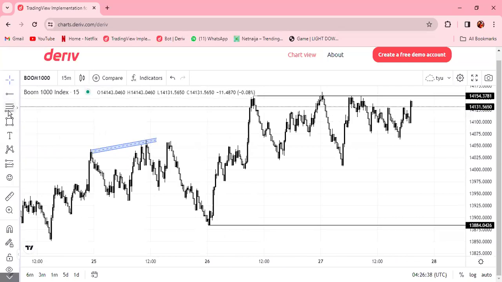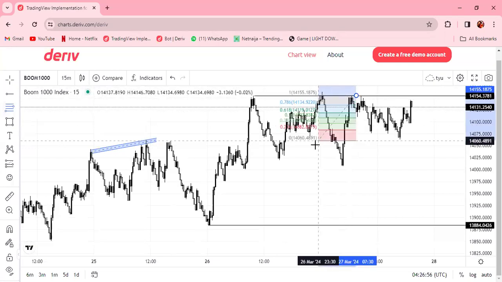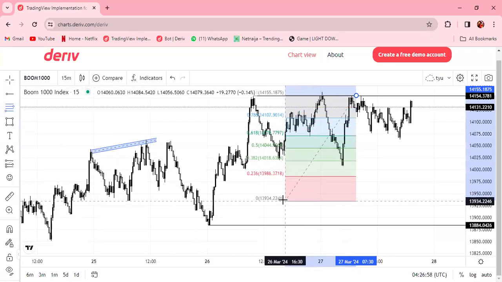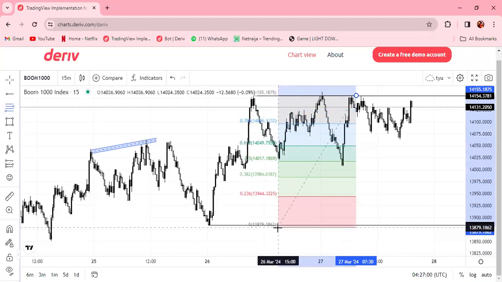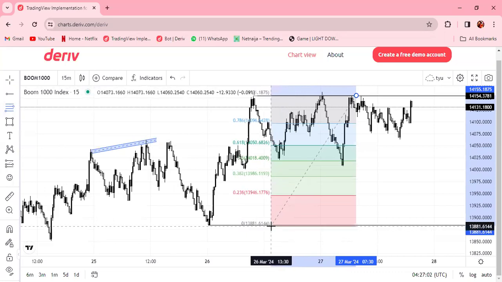Now when we are using our Fibonacci, we are trying to catch the 61.8 zone, right? The 61.8. Before I set it down, I gotta catch a break of structure. We use the 61.8. Now watch what happens. So I'm going to pull it from up here all the way down here, right?